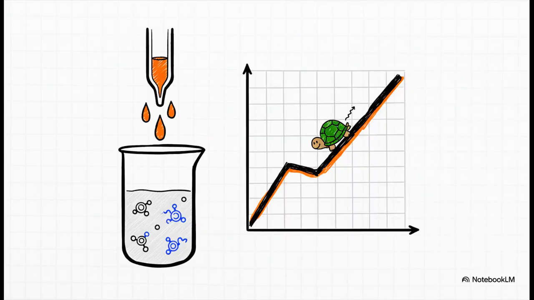Then, as we start adding our base, something really cool happens. We're neutralizing some of the weak acid, which means we're creating its conjugate base. Does that sound familiar? It should. We've just made a buffer right there in the beaker. This flat section is the buffer region, and it's where the pH rises really slowly and predictably.